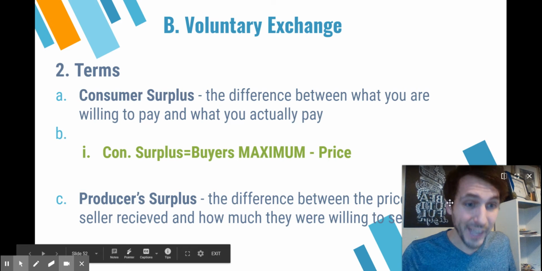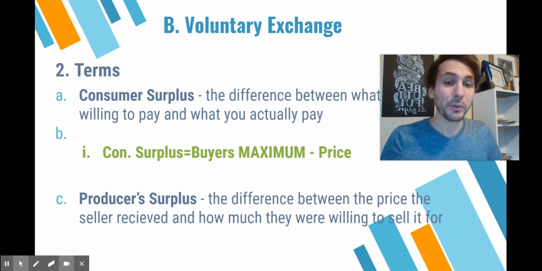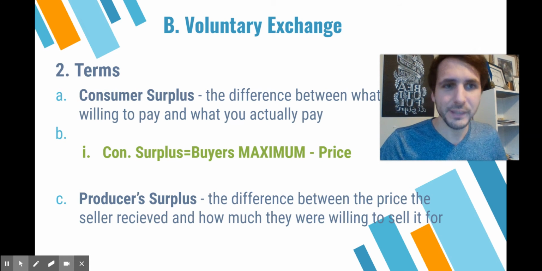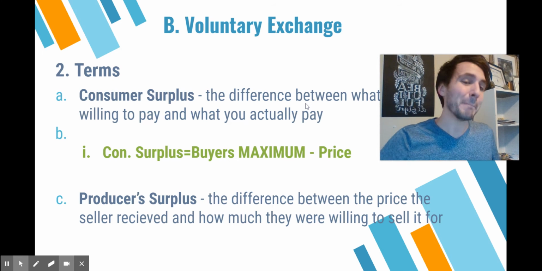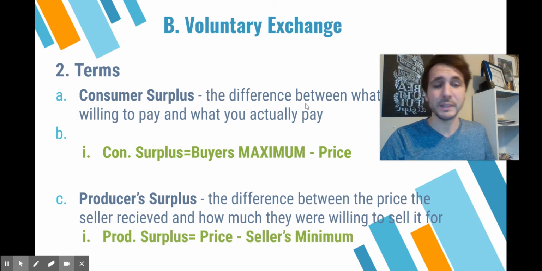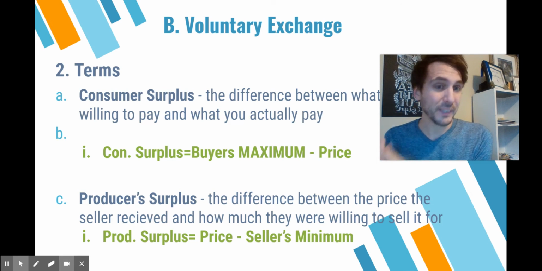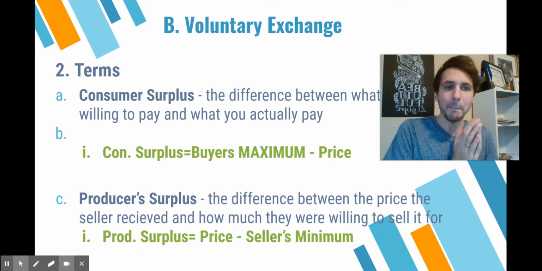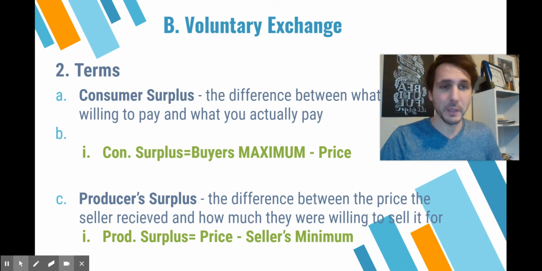Producer surplus is the same. It's a difference between the price the seller receives versus how much they were willing to sell it for. In other words, it's the price they actually sold it for minus their minimum price. The actual selling price minus the minimum they were willing to accept. Actual selling price minus the minimum.